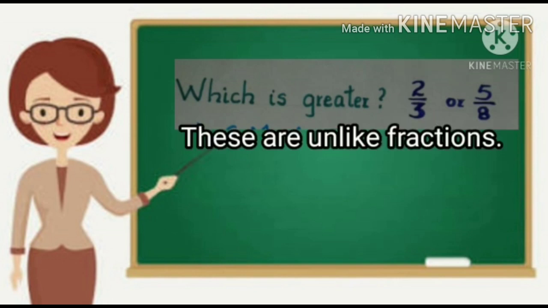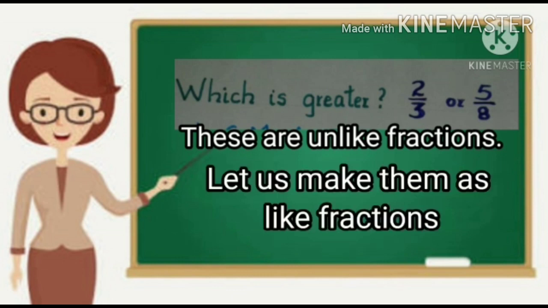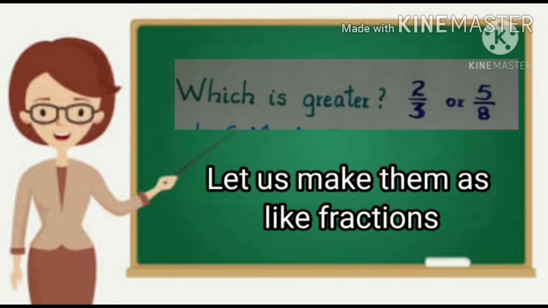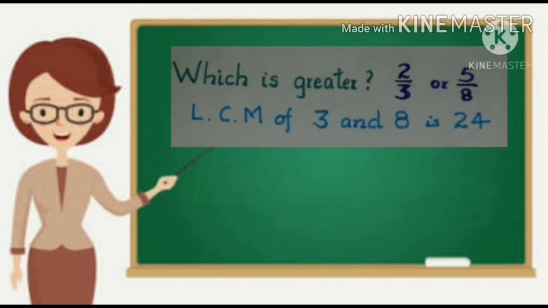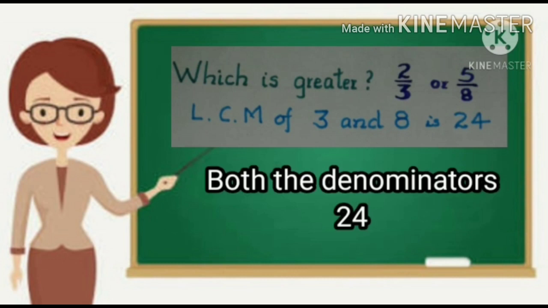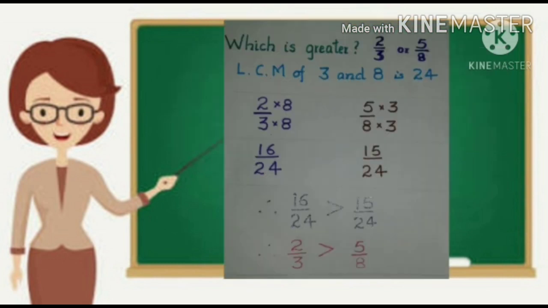These are unlike fractions. Let us make them as like fractions. And to do this, we must make their denominators same. The LCM of 3 and 8 is 24. Let us make both the denominators 24. To get 24, we have to multiply 2/3 by 8. In the same way, multiply 5 upon 8 by 3.